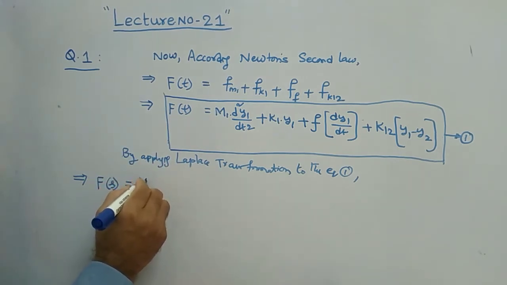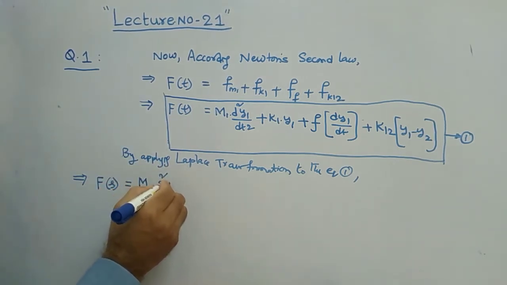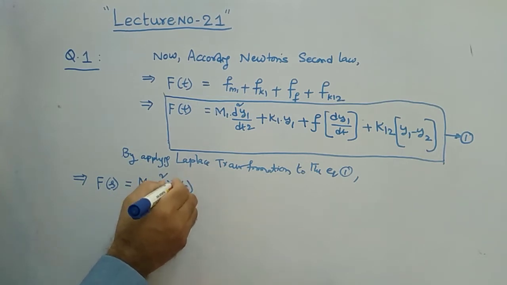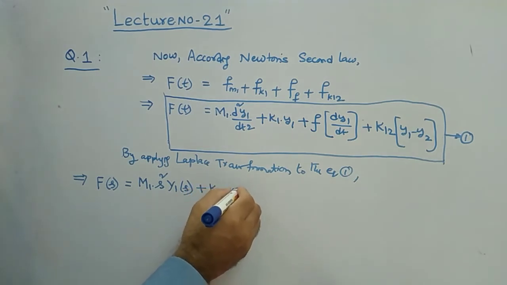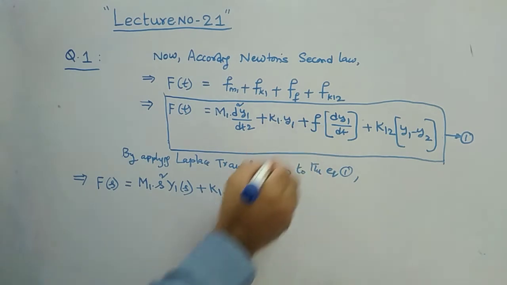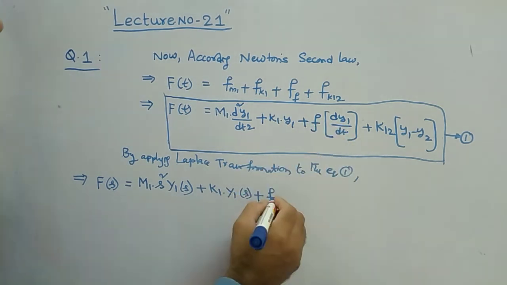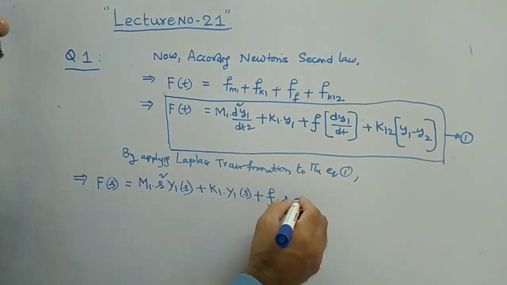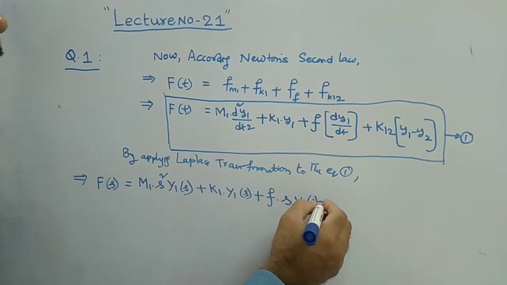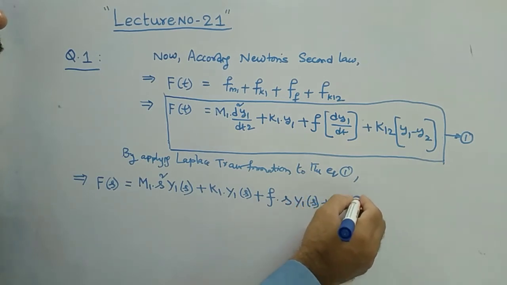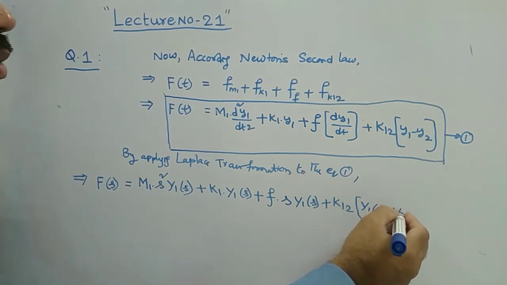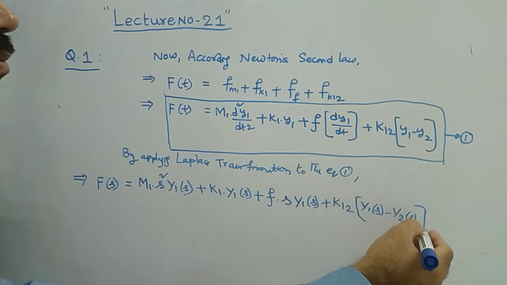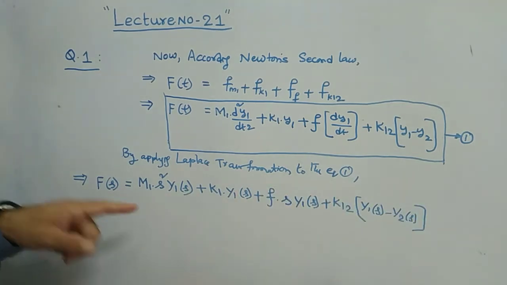It is m1 into s square into y1 of s, plus k1 into y1 of s, plus f into s, since it is the first derivative d by dt, nothing but capital S into y1 of s, plus k12 into y1 of s minus y2 of s. This is after application of the Laplace transformation.